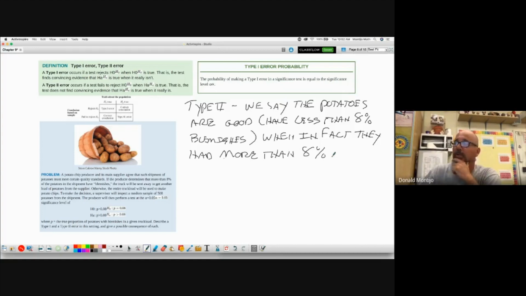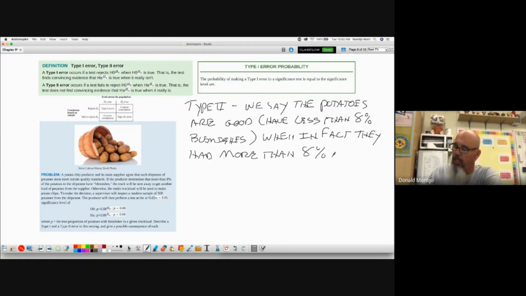What is the consequence of committing this error? We say, yeah, this batch of potatoes is good, when in fact they're bad. So the consequence of this is we made a whole bunch of chips with too many blemishes. We made a whole bunch of bad chips. We package them up, we send them off to the store, and now our customers don't like our chips anymore and they quit buying it. Our business goes bankrupt and we're all on the street begging for quarters trying to survive. Okay. So type 2 error in this case is much more serious than a type 1. Type 1, we sent away some good potatoes. A type 2, we used bad potatoes and therefore could have cost our business. We could have lost customers.